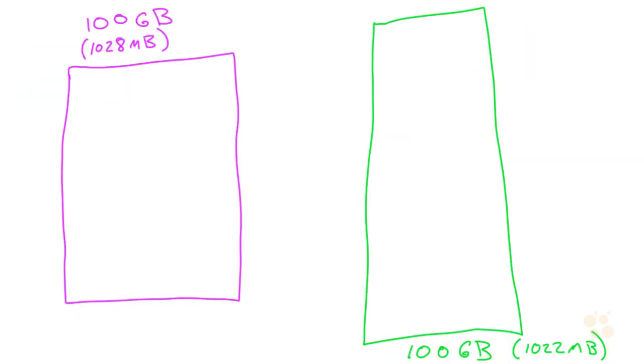Now, when I talk about partitions versus raw devices, let's say we have 100 gigabyte hard drives, but they're from different manufacturers. Now, they both say that they're 100 gigabytes. However, if you look close, they might have slightly different number of sectors and slightly different size. So this one says it's 100 gigabytes, but it might actually be 1028 megabytes. And this one says 100 gigabytes, but it might actually be 1022 megabytes. Now they round for marketing purposes, and that's perfectly fine. And usually on a system, it doesn't matter.